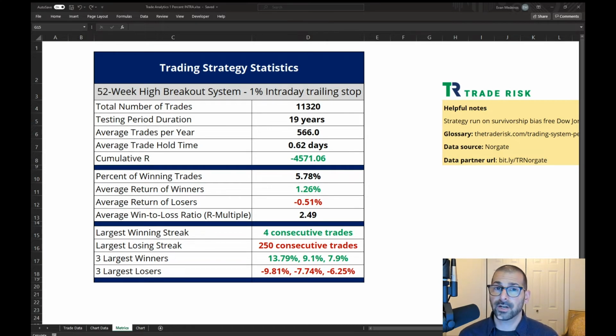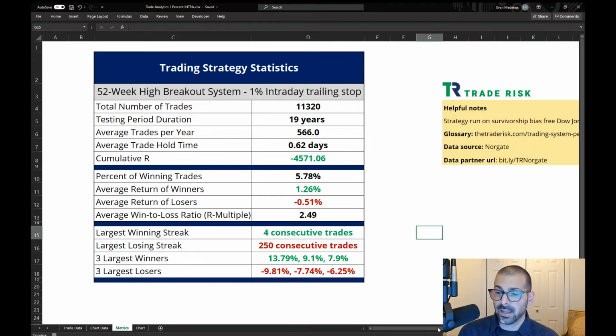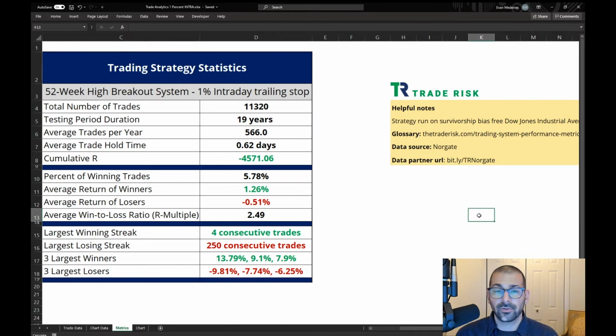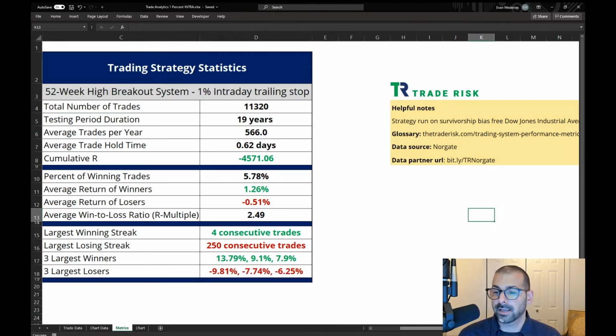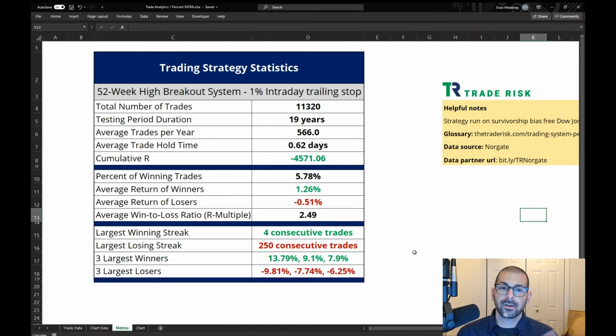This is the intraday trailing stop. This is basically the same exact strategy from episode 2, and we're running it over 20 years of data. Dow Jones, survivorship bias free, Norgate data. Got a link here to Norgate, good partners of ours. They do great work over there, love their data. If you're looking to backtest things yourself, I highly recommend using their data feeds. So here are the results.